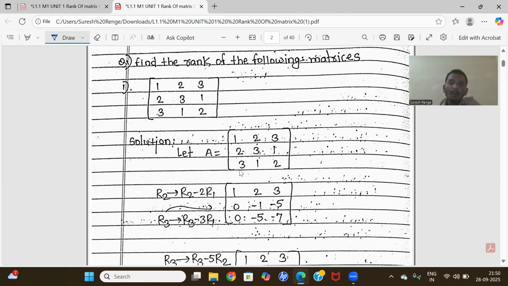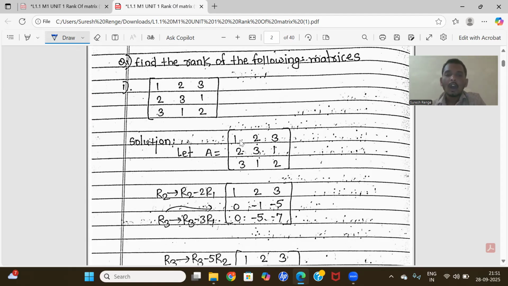Okay. Now we are operating these row elementary operations: change in R2, R2 minus 2 times R1, and change in R3, R3 minus 3 times R1. Now there is no change in R1, therefore we are writing R1 as it is: 1, 2, 3.